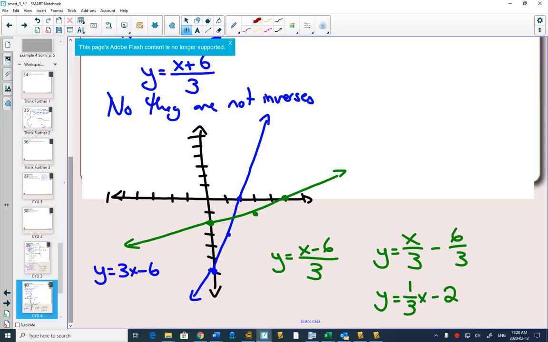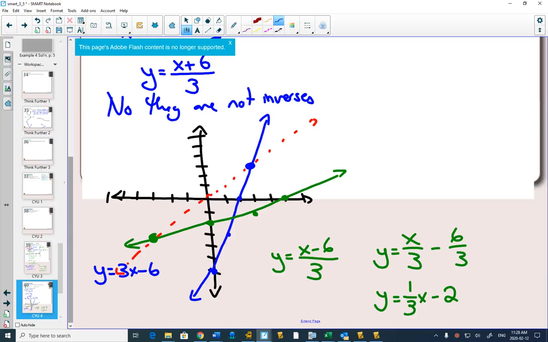So how can we tell from our graphs that these are not inverses? Well, inverses don't have to be the same graph. An inverse is a flip over this line, right? So if they were inverses, this point on the green one should also be on the blue one. And this point on the blue one should also be on the green one, and they're not. So that would be definitely one way to say these are not inverses.